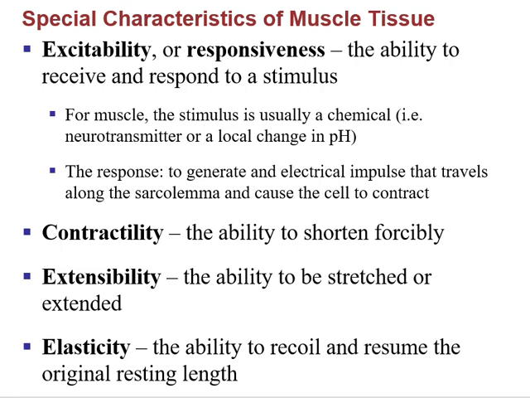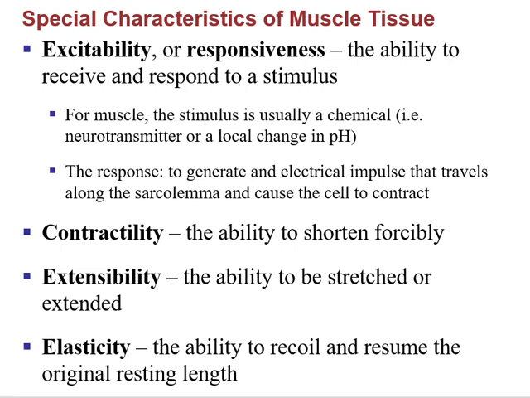So let's finish up by looking at some special characteristics of muscle tissue. All muscle tissue is excitable. It can receive and respond to a stimulus. A lot of times that stimulus is a chemical, like a neurotransmitter, or maybe a local change in pH. And the response is usually an electrical impulse that travels along the entire plasma membrane of a muscle cell, called the sarcolemma, and that should cause the cell to contract via a series of steps.